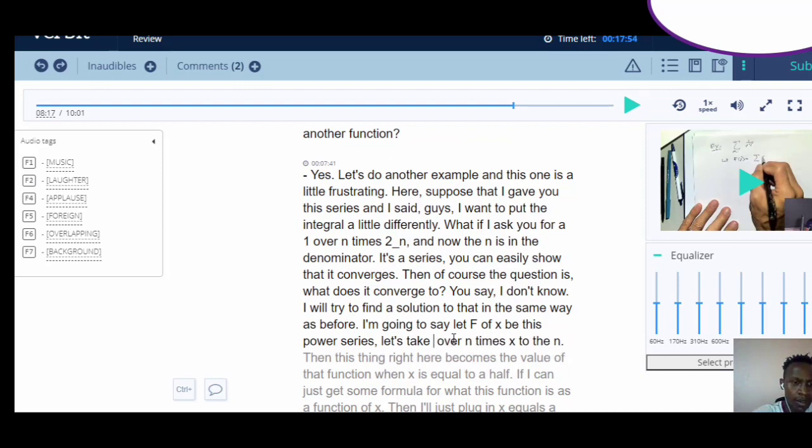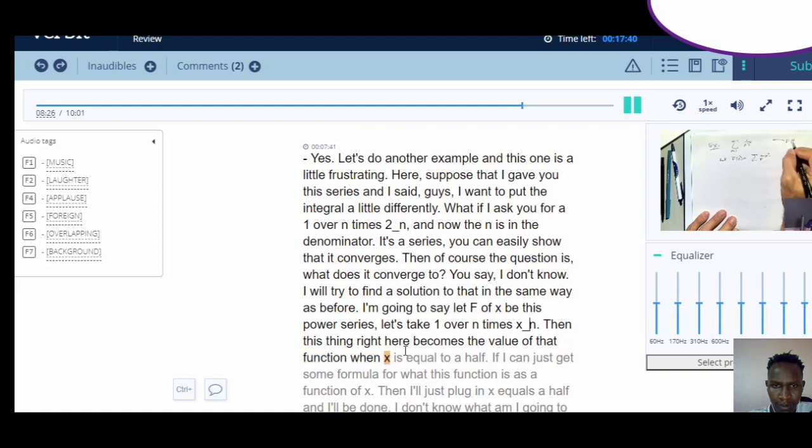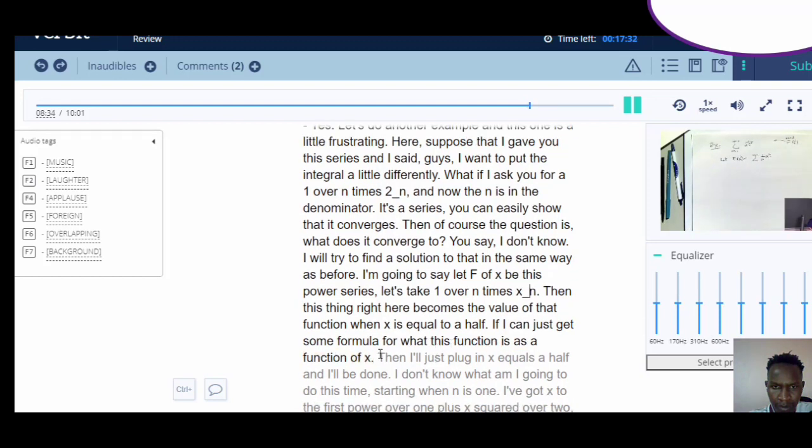1 over n, that's x to the n. Then this thing right here becomes the value of that function when x is equal to a half. So if I can just get some sort of formula for what this function is as a function of x, then I'll just plug in x equals a half and I'll be done.